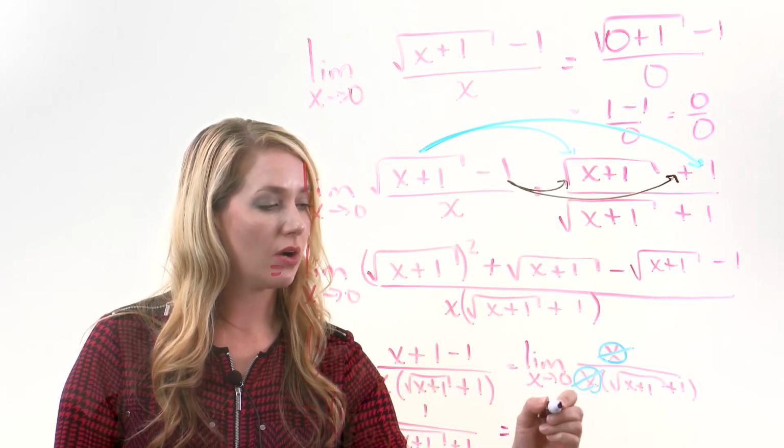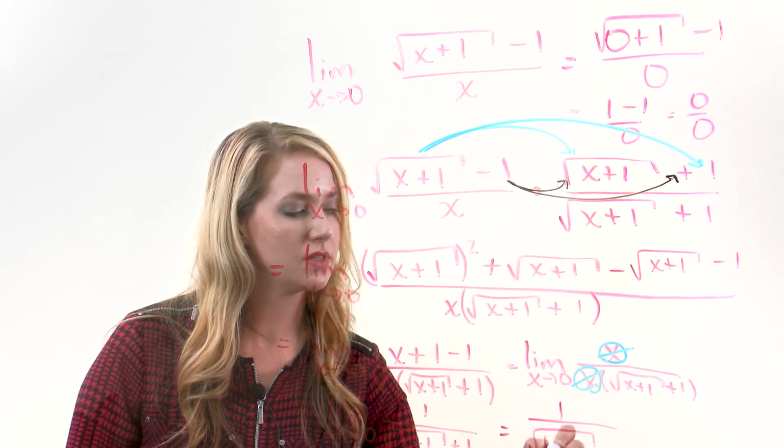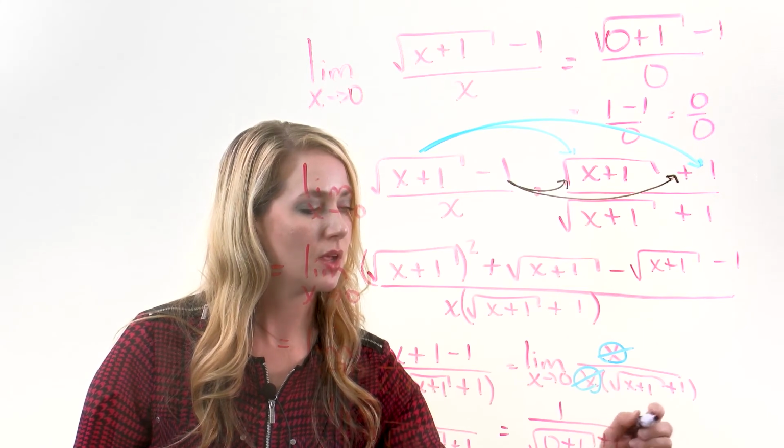If I try to plug in 0, I get 1 divided by the square root of 0 plus 1 plus 1, which is 1/2.